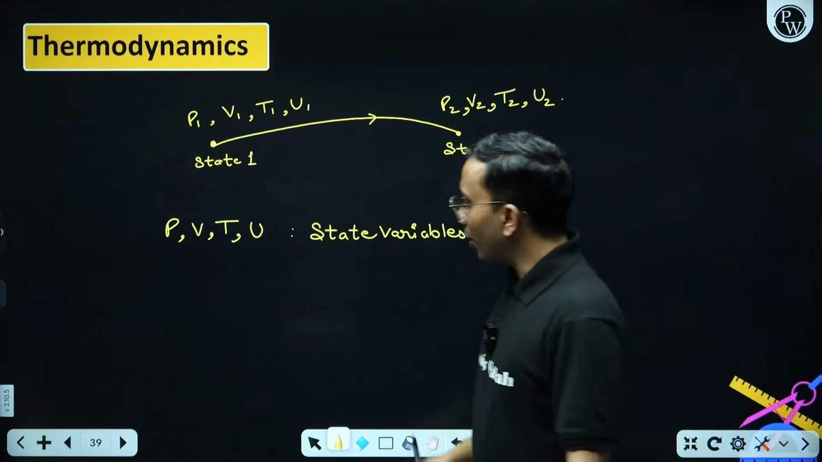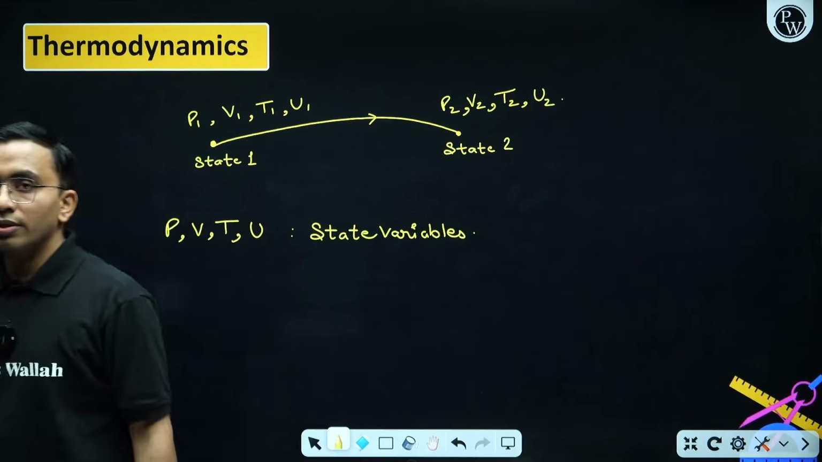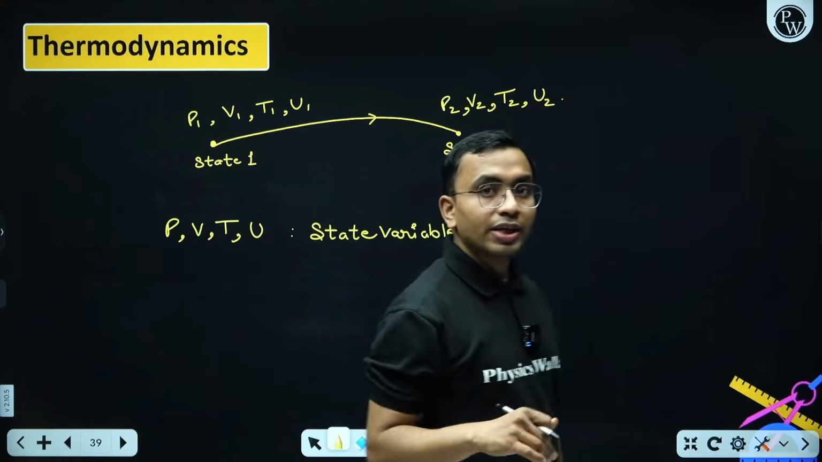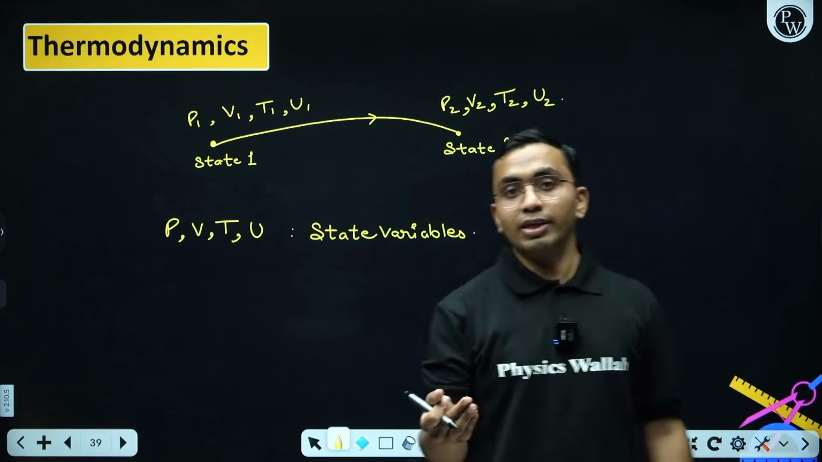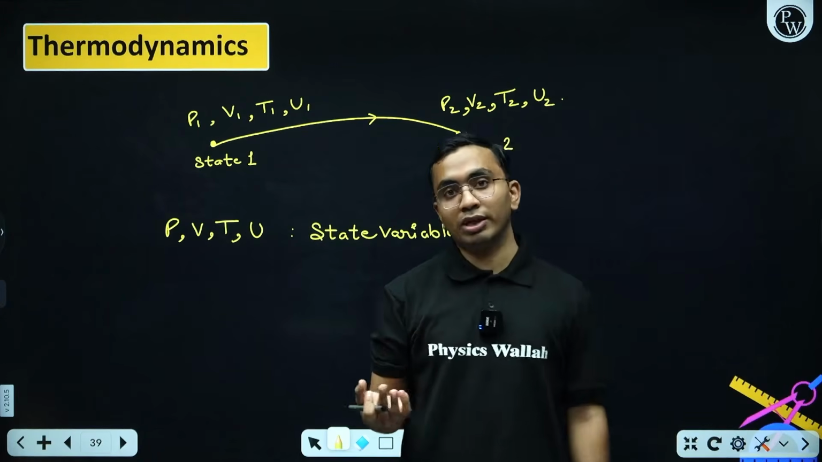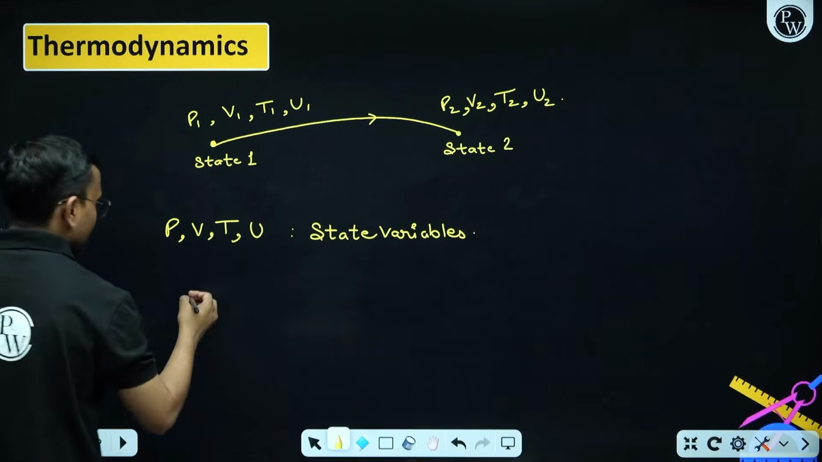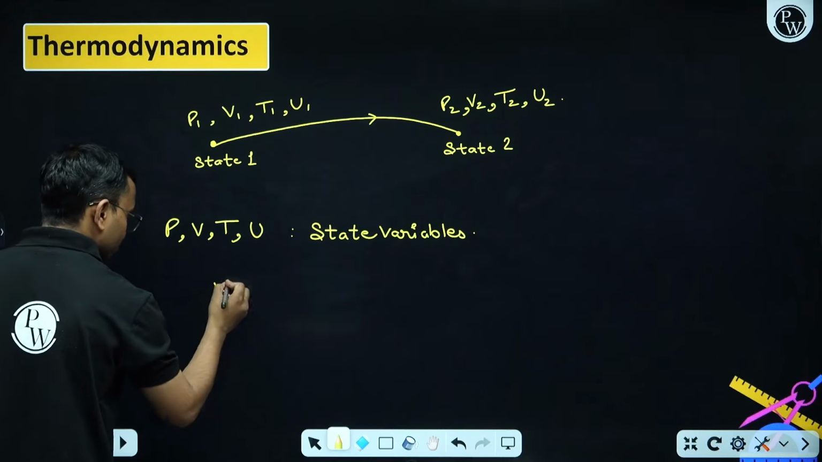Now some other variables are the path variables. Path variables depend upon the path: the work done by the gas, how much heat is given to the gas or rejected by the gas. So those variables we call the path variables.